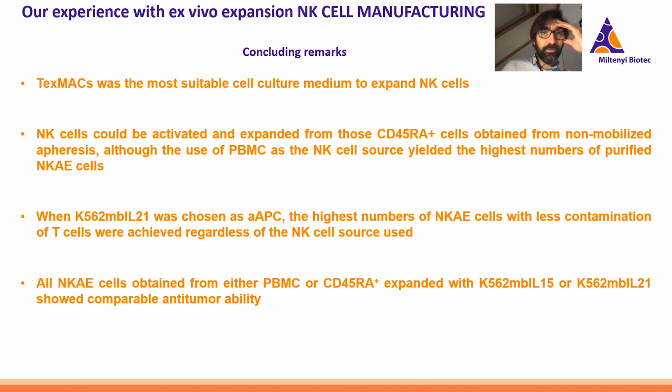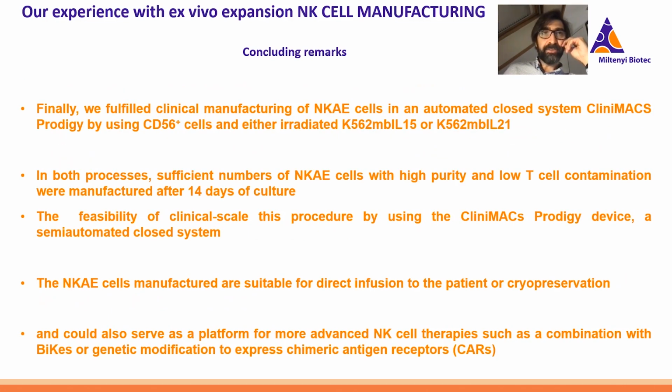All these NK cells from PBNC or CD45RA positive expanding NK cells show comparable anti-tumor, anti-leukemia ability, at least in vitro. Finally, we were able to fulfill all the clinical manufacturing of NK cells in an automatic closed system, CliniMACS Prodigy, by using CD56 positive cells with feeder cells. And this we are now running in a phase 1-2 clinical trial for kids with refractory sarcoma and leukemia. In both processes, we obtain enough NK cells with high purity and a low number of remaining contaminating T cells at day 14 of the expansion.